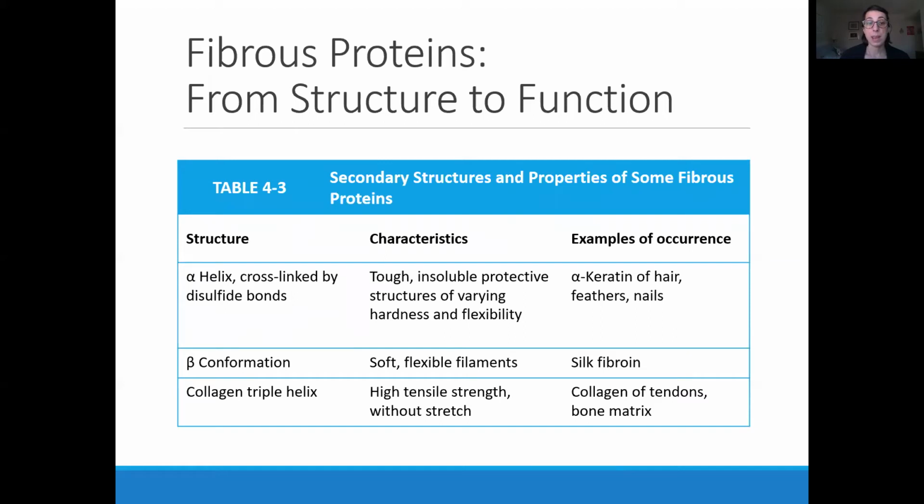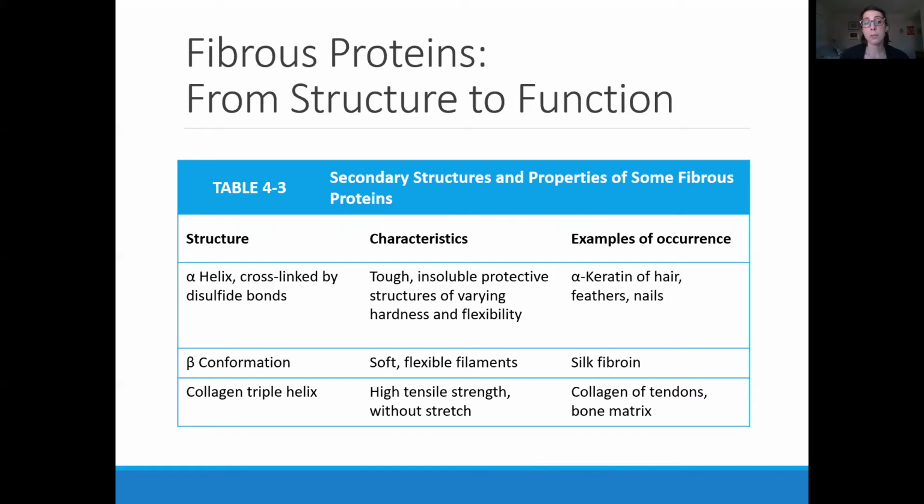This is a lot of beta sheets that are then held together in a final three-dimensional conformation. These tend to be more soft and flexible filaments. So something like silk. Silk is still a fibrous filament, but it is definitely more flexible and soft than something that is made entirely of alpha helixes like keratin, which is very tough.